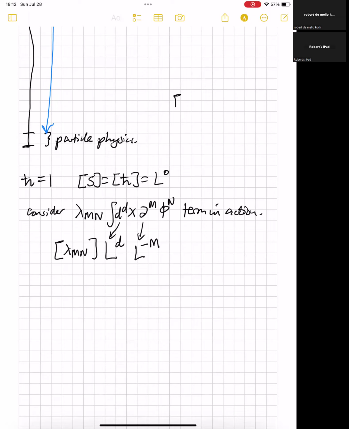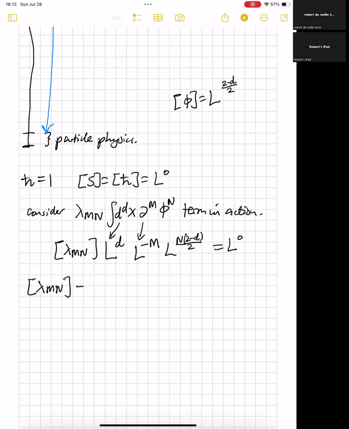I will have length to the minus m, because each derivative comes with an inverse length. And then we've worked it out a few times, I think you'll be able to do this, but the dimension of the field phi is L to the 2 minus d over 2. And we've got n phi's here, so we will have L to the n times 2 minus d over 2. And this is a term in the action, so this must be L to the naught.